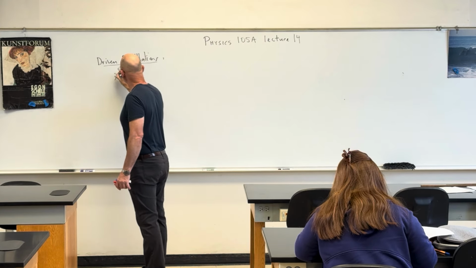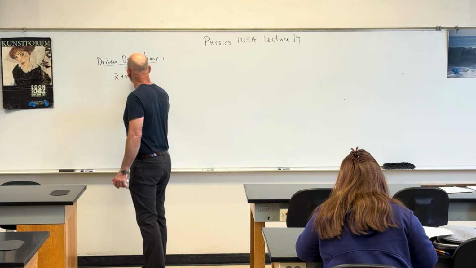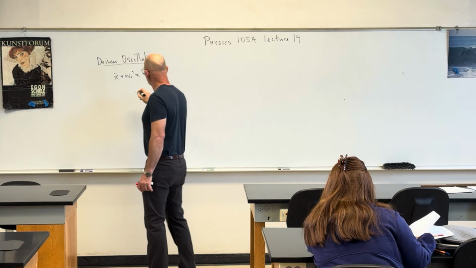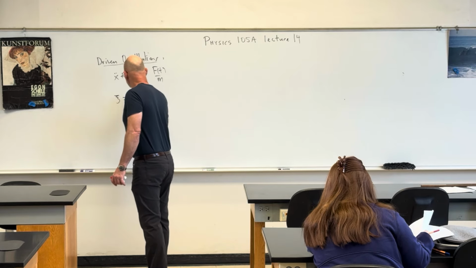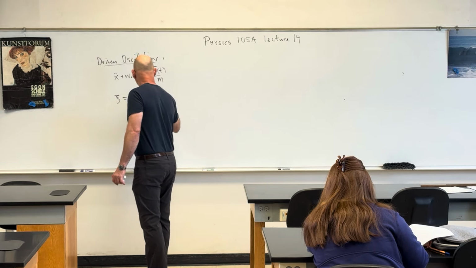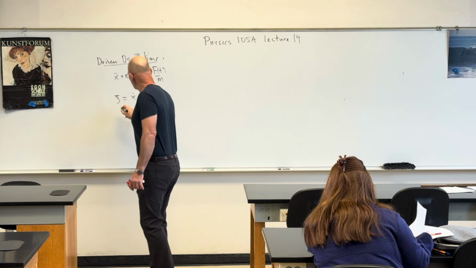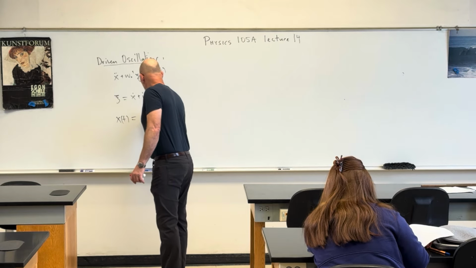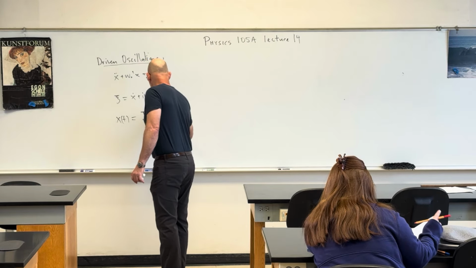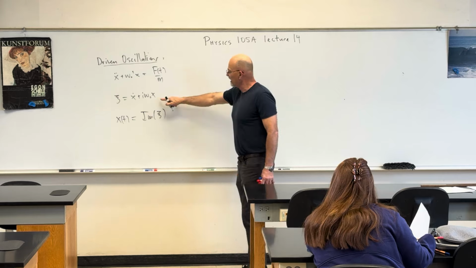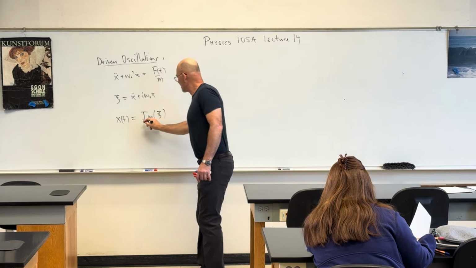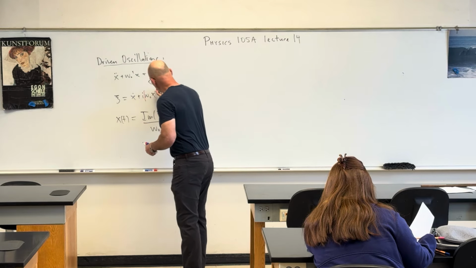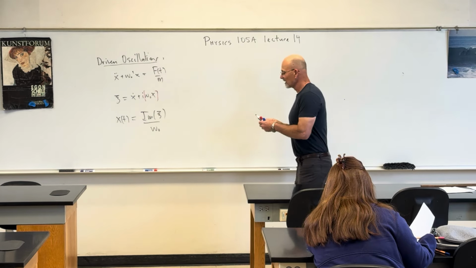So we have x second derivative plus omega naught squared x equals f of t over m. C is x dot plus i omega naught x. So when we're done, the x that we're looking for is going to be the imaginary part of this complex function divided by omega naught. Because remember, the imaginary part is the part right here in the red bracket, right?